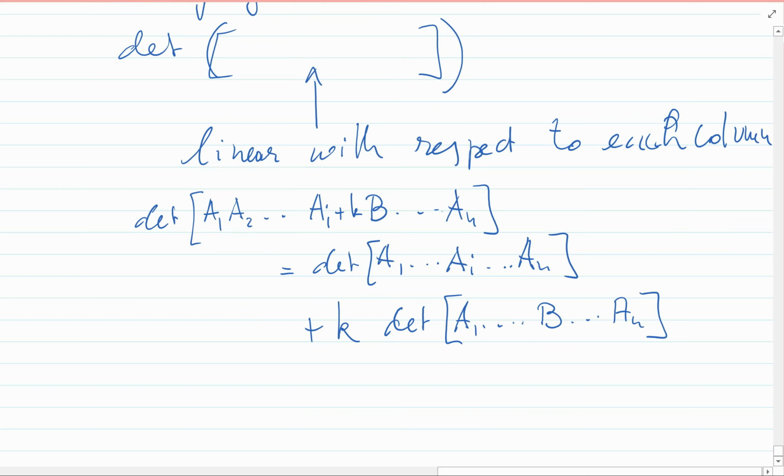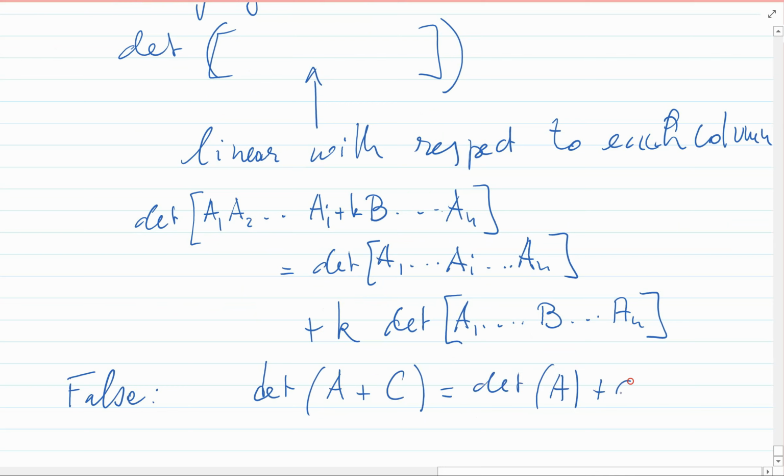It's really beautiful. As we said before, it is false that the determinant of a matrix A plus a matrix C is equal to the determinant of A plus the determinant of C. This is false. It's very easy to see on a 2 by 2 matrix.